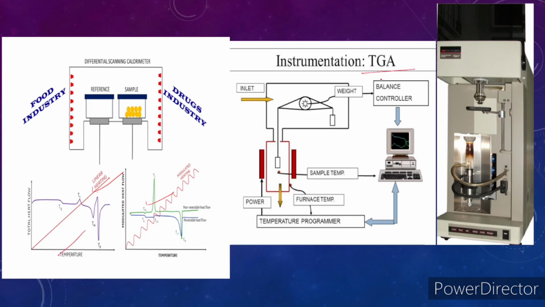This is the TGA instrument. We can see the inlet here and the food sample here, and the sample temperature can be tested here, and this is the furnace where the food is heated or cooled.